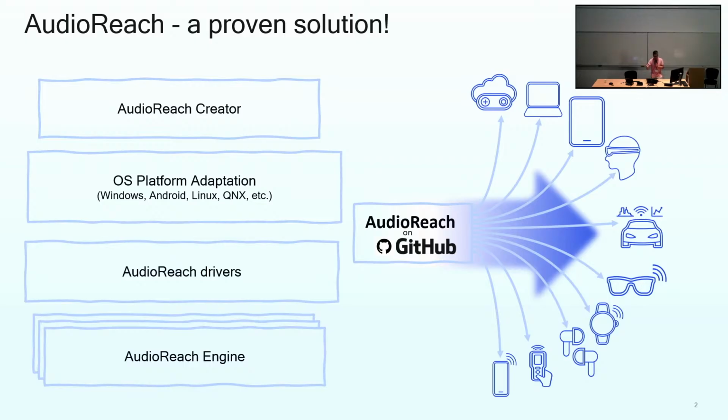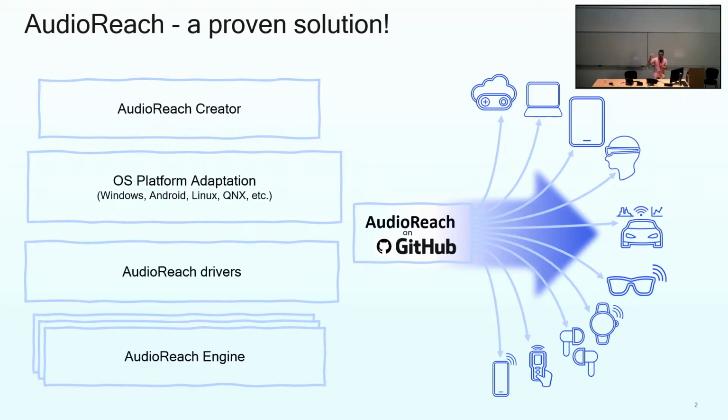But having said that, Audio Reach is a solution that spans across host PCs and embedded devices. It mainly consists of three major components. Starting from the bottom is the Audio Reach engine. Essentially, it's a signal processing framework. And we also have the Audio Reach drivers that control the Audio Reach engines.